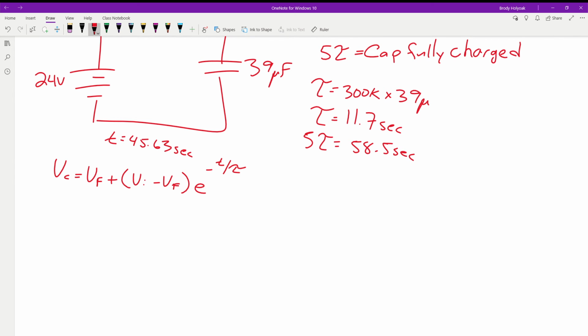So we plug in our numbers. V final: it's trying to charge up and it will get to the 24 volts. We're starting at 0, times e to the negative 45.63 divided by our tau, which is 11.7.